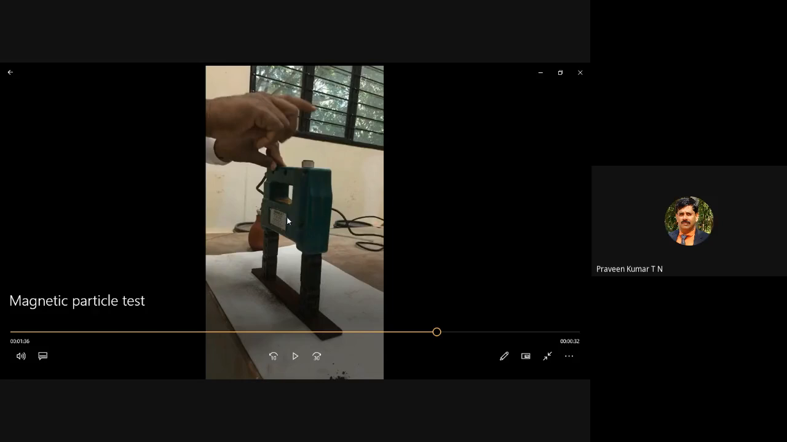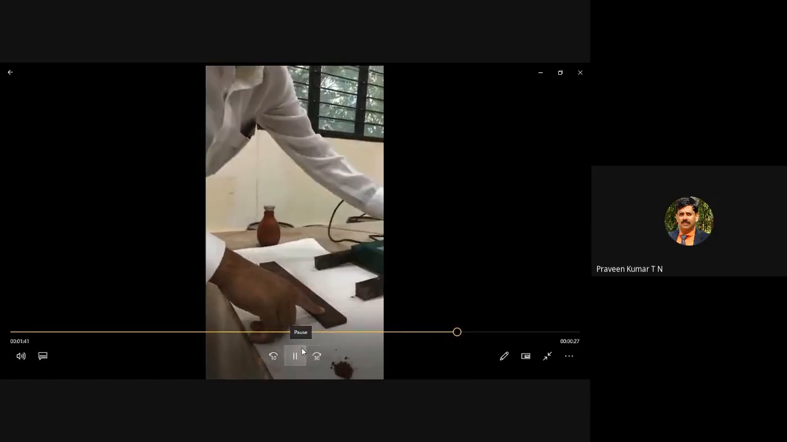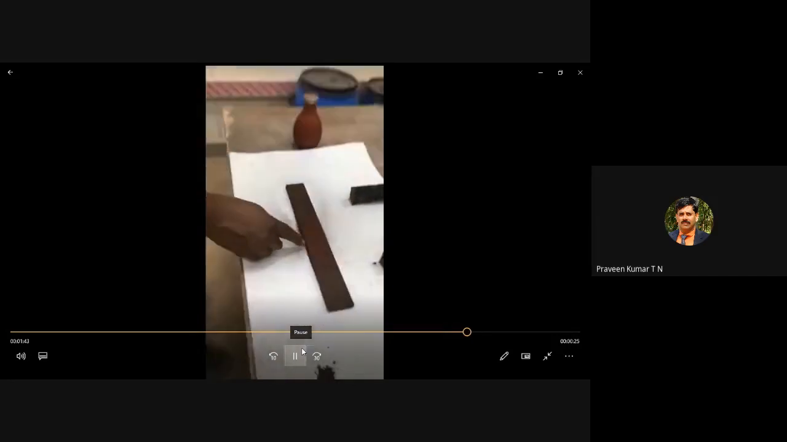The main purpose of this instrument is that it will magnetize the ferromagnetic material, most of the time steel or alloys of steel. Once it is magnetized, then only we can observe the magnetic flux lines and disturbance in the powder. After that you can slowly remove it. Say a crack is there, you observe it, the crack is there.